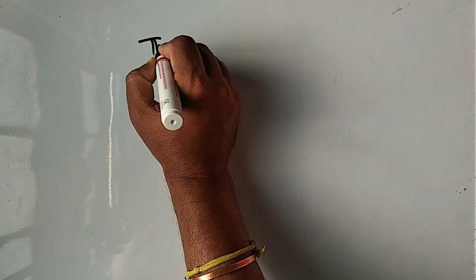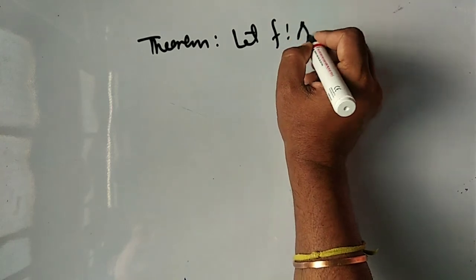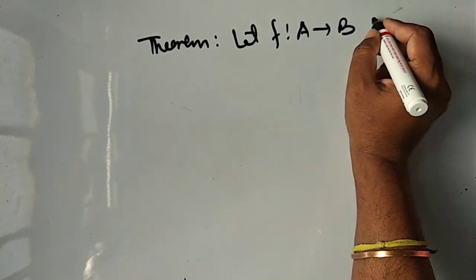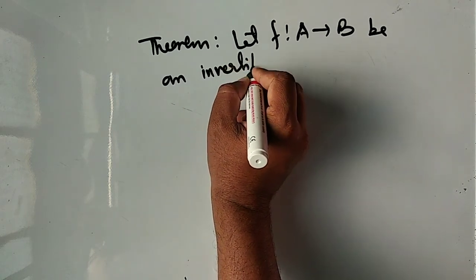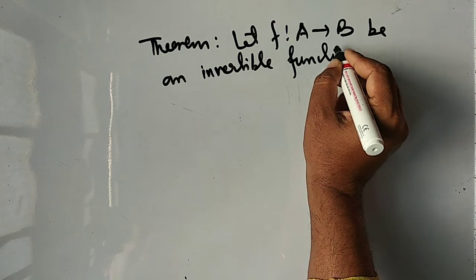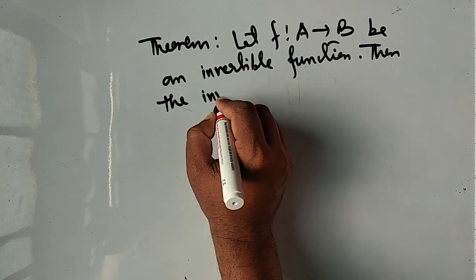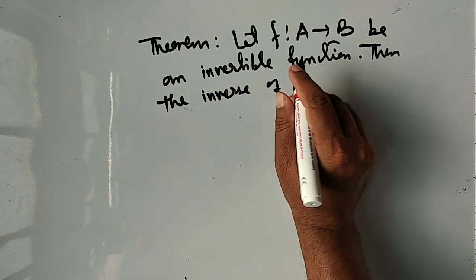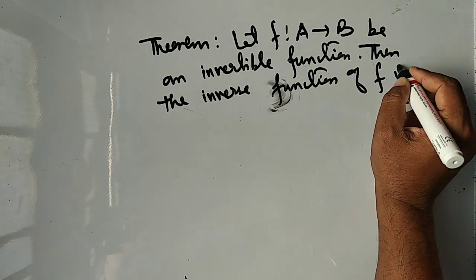Now inverse of a function is unique. If an inverse of a function exists, then it will be unique. How? Let f from A to B be an invertible function, then the inverse function of f is unique.